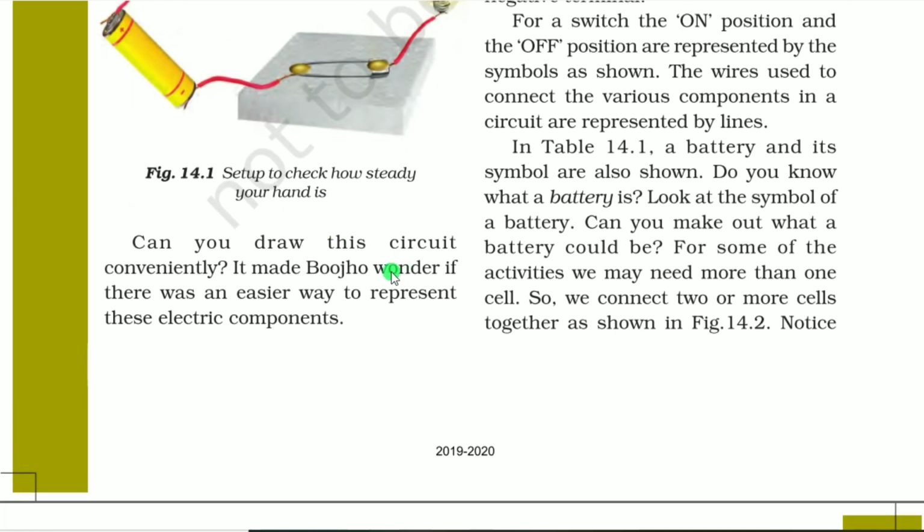Now read from here. Can you draw this circuit conveniently? It made Pucho wonder if there was an easier way to represent these electric components.